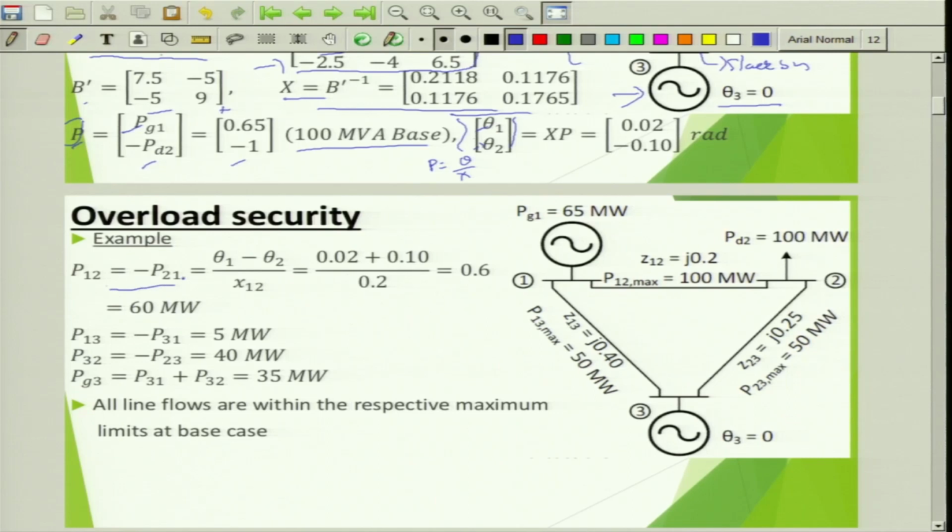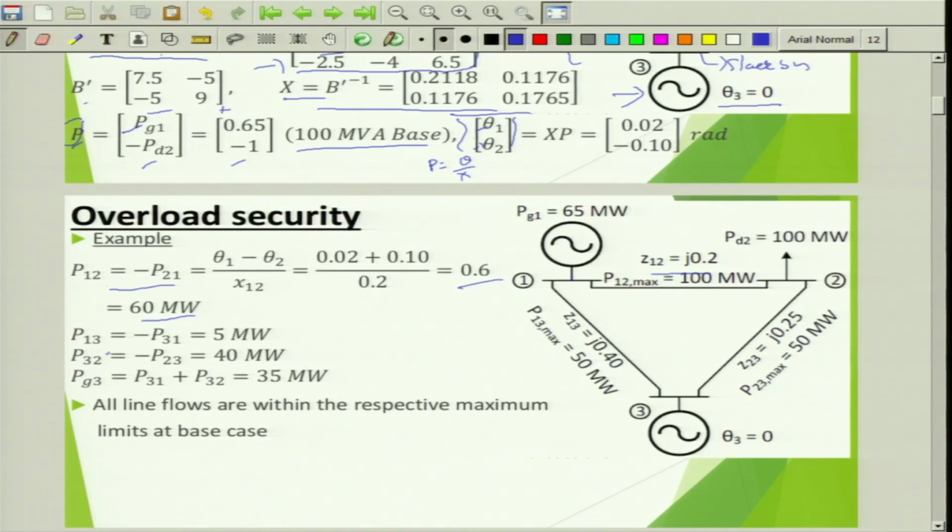P12 is nothing but minus P21. The power flow which is happening from bus 1 to bus 2 and bus 2 to bus 1 is the same, except the convention direction is different, that is minus P21. So you get P12 as theta 1 minus theta 2 by the impedance which is present here. So you will get this value 0.6, that is nothing but 60 megawatt. The limit of this line carrying capacity is 100 megawatt. So this is well within the limit.